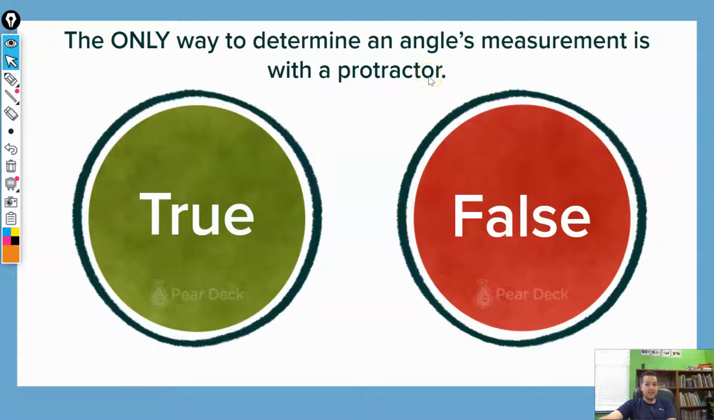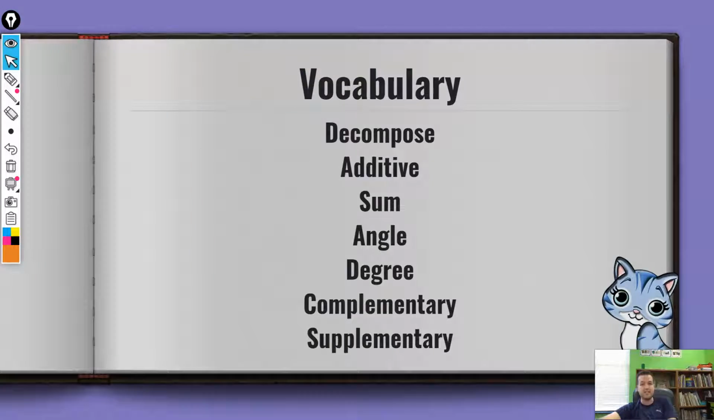The answer to this is false. Yes, protractors are amazing tools. I have two in my hands right here. Super cool tools to help us find the exact measurement, but they're not the only way to find the exact measurement. And when I say exact measurement, I'm not talking anything related to guessing or estimating. Like, there's another way mathematically with numbers that you can calculate how many degrees an angle is.